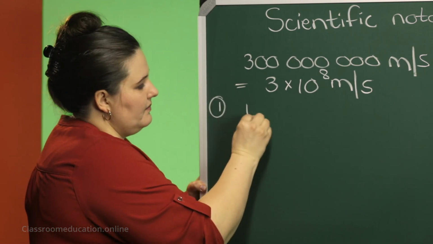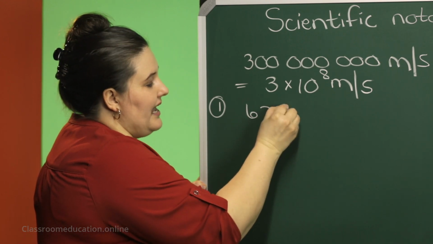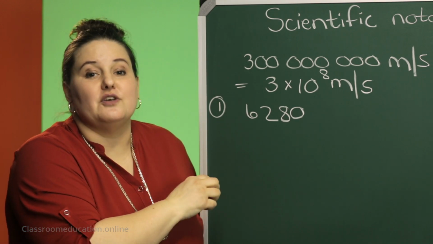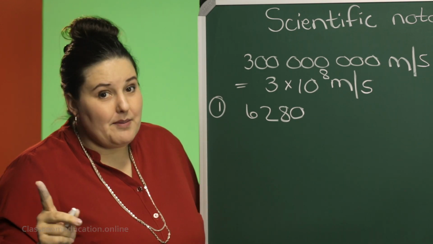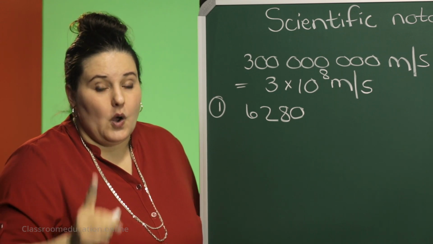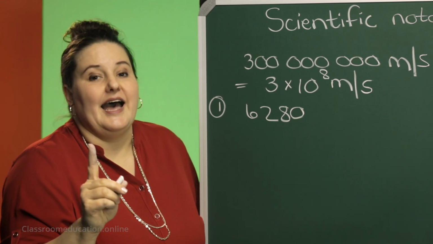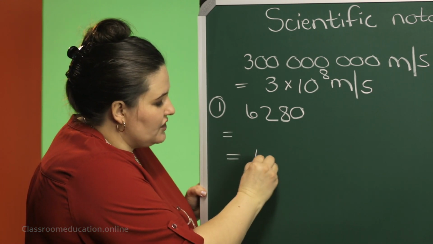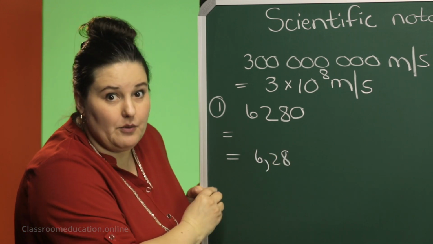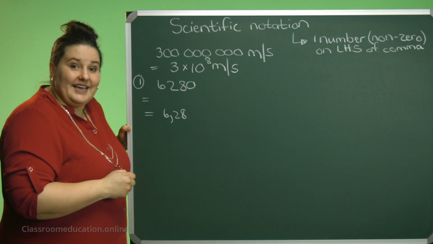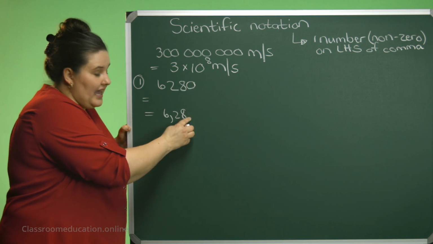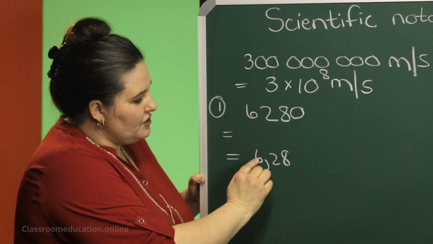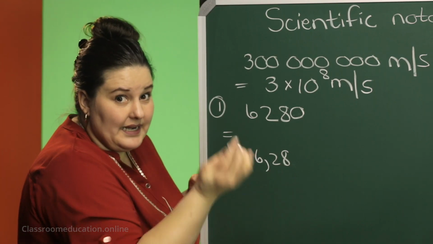Example 1: 6,280. My question is that you need to write this in terms of scientific notation. Remember what we said about scientific notation: one number that's a non-zero and then the comma. So I would like to have 6,28. Do you agree? Yes. Is it necessary to write that zero there? You can, but it will not change the value. Okay, so now to get to 6,28, what did I do?